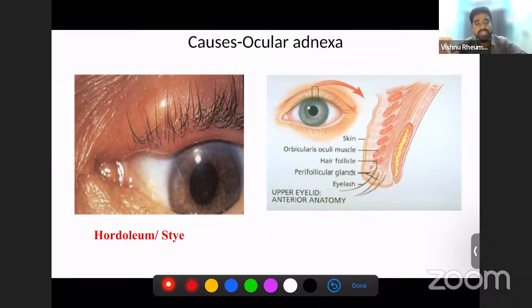So hordeolum or stye is basically the follicles, the oil glands that are there, when they get obstructed, they produce this swelling, which is basically called hordeolum or stye. It basically just looks like a pimple, and it develops near the skin surface, adjacent to the cilia. So it may be infected, superimposed infection can occur, or they may just cause some redness and discomfort.